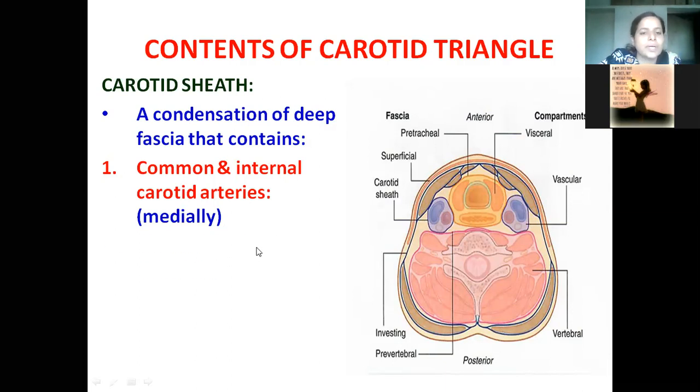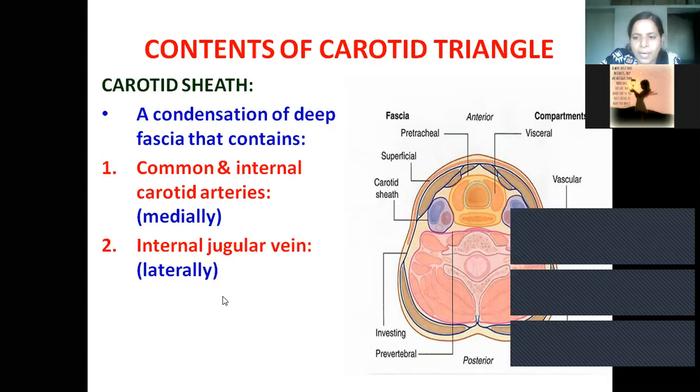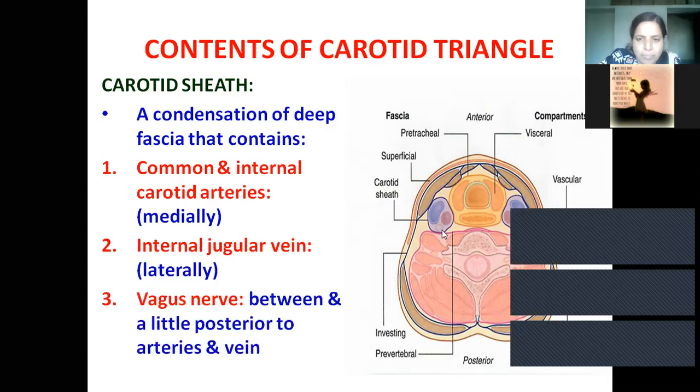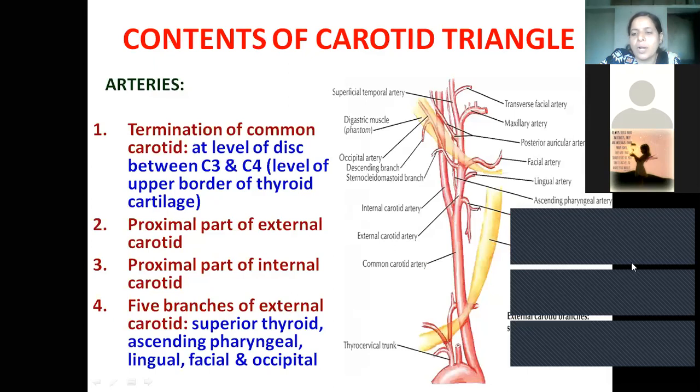Okay, so medially is the common carotid artery and laterally the internal jugular vein. Then what is the posterior thing? I have been telling you always, this is the vagus nerve. And what is present in the anterior wall of the carotid sheath? Ansa cervicalis.